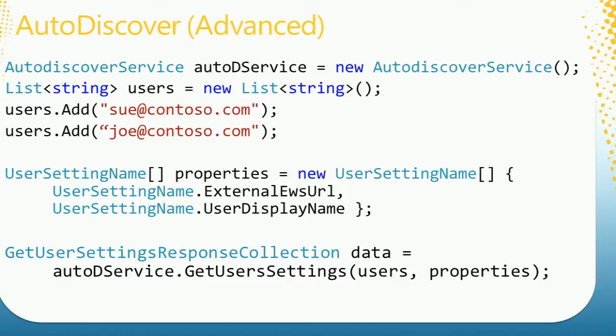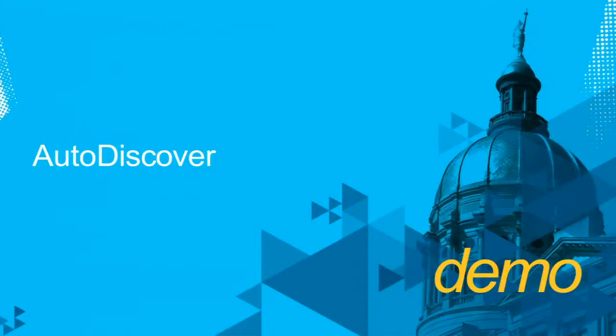I can certainly get into those and be very explicit about these are the 5 users that I want data for, and this is the data I want. So let's walk through an Autodiscover sample, and we'll talk about what's going on behind the scenes.